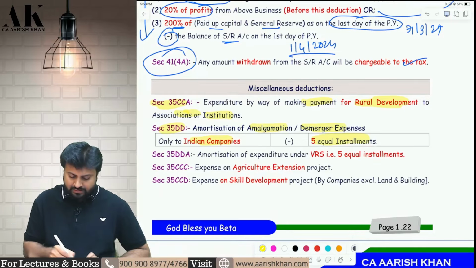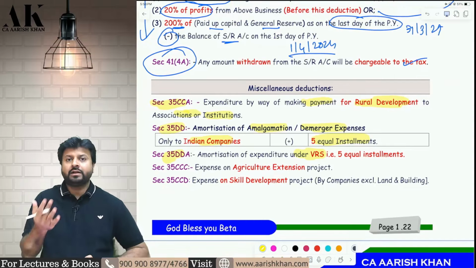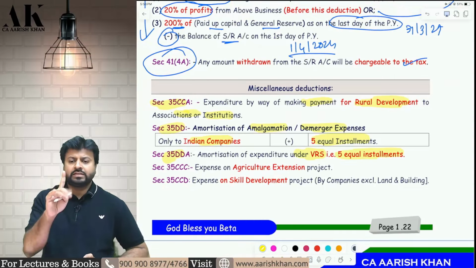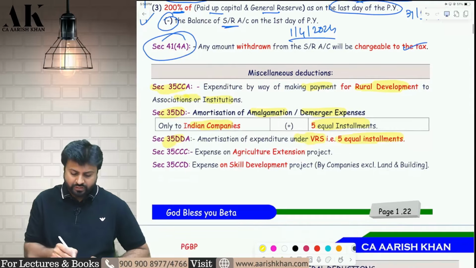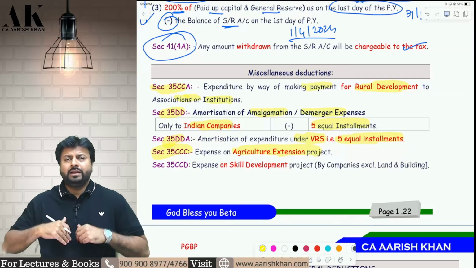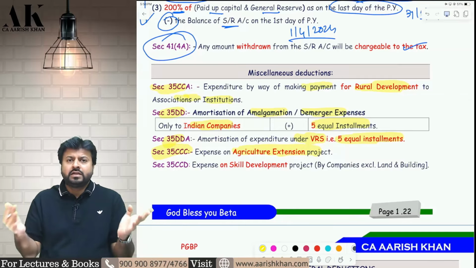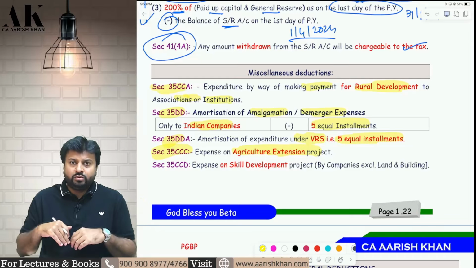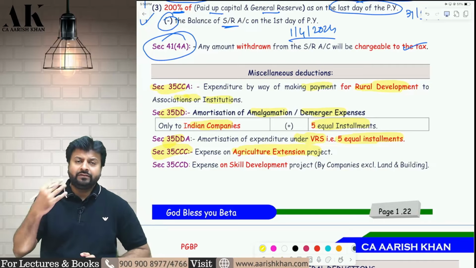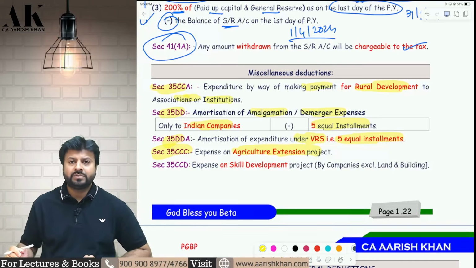35DDA. If you incur some expenses for VRS, voluntary retirement expense, then that is also allowed over 5 equal installments. It will also not be allowed in one single year. It will be allowed in the 5 years. Then 35CCC, expenditure on agriculture extension project. What is this, sir? If you help for agriculture purpose, if you help the farmers to improve their agricultural activity, if you explain to the farmers how agriculture can be improved with the help of technology, and if you incur expenses on that, you will get 100% deduction over here.